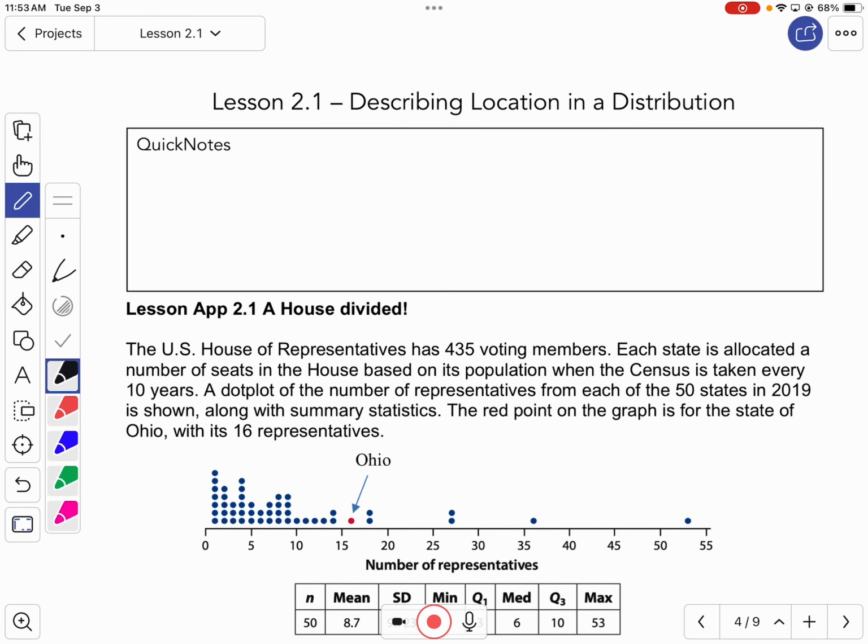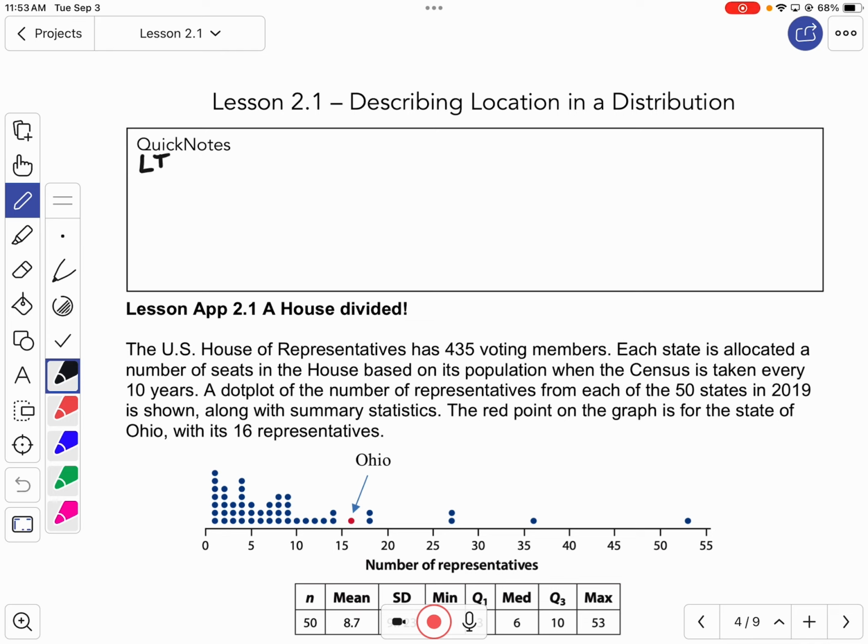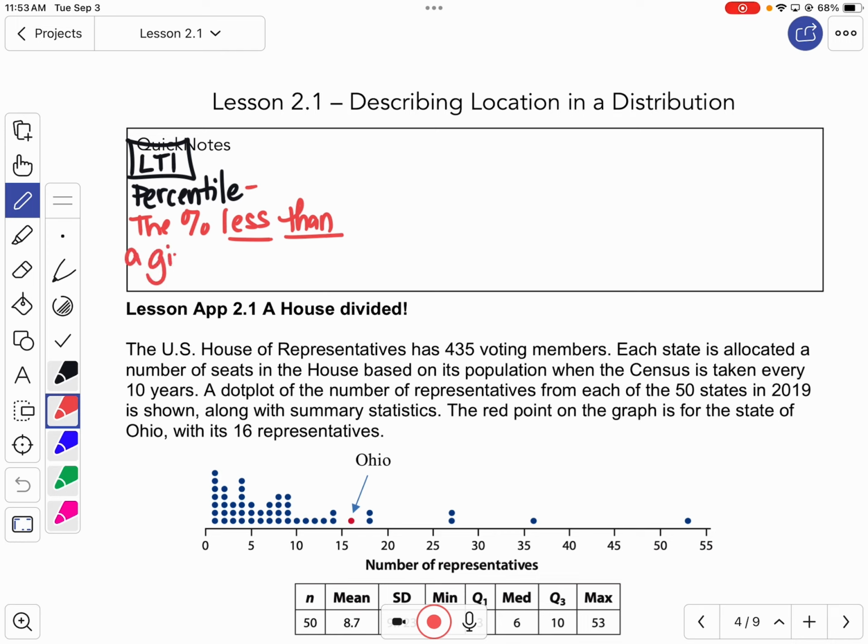All right, so here we go. Let's walk back through those learning targets. Learning target 1 was all about a percentile. A percentile is always the percent less than a given value. Always less. A percentile, always the percent less than a given value.